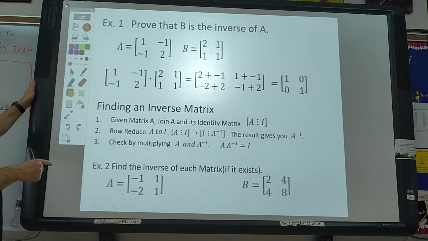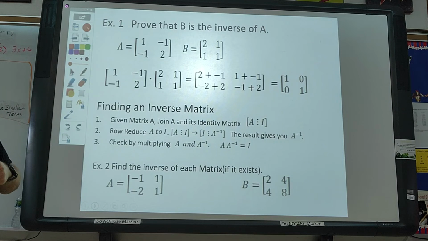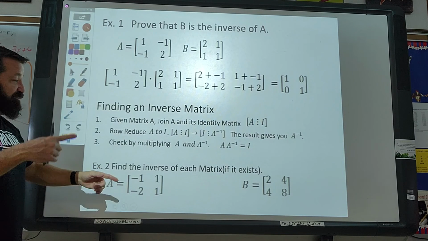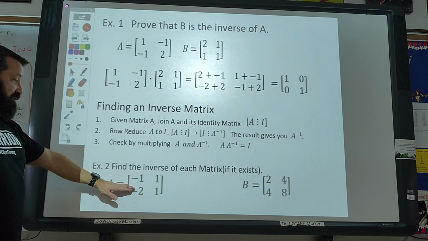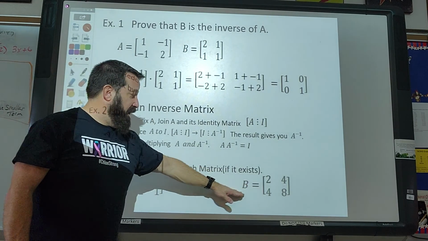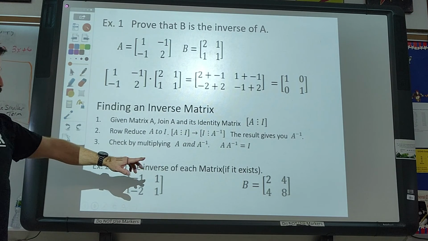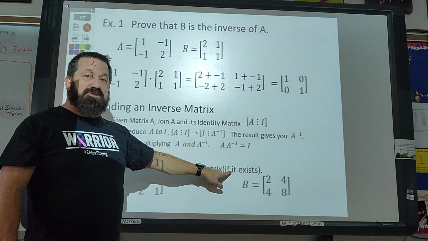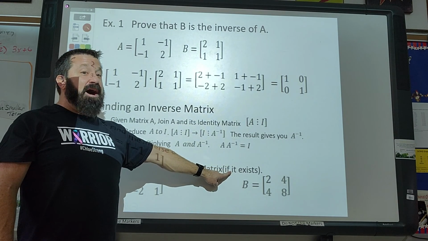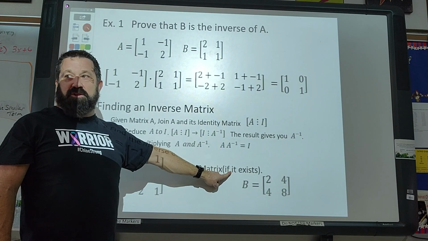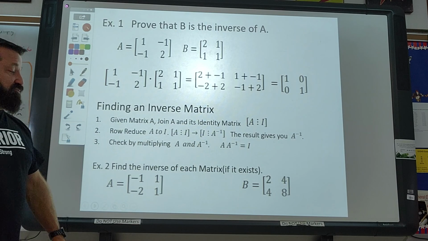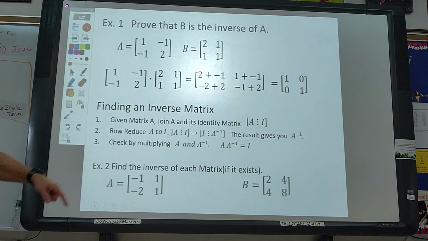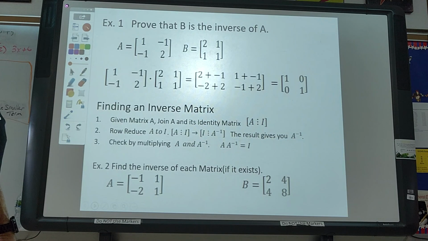So what I want you to do, pause this video. Actually, I'll just end this video, but before you go on to the next video, I want you to try to find the inverse of matrix A and matrix B. And notice it says, if it exists. If you cannot get it to the 1s and 0s on the left side, then that means it doesn't exist. Not every matrix has an inverse. I'm going to give you guys a minute to do that. For those of you watching videos, you just have to go on to the next video after you've tried these.